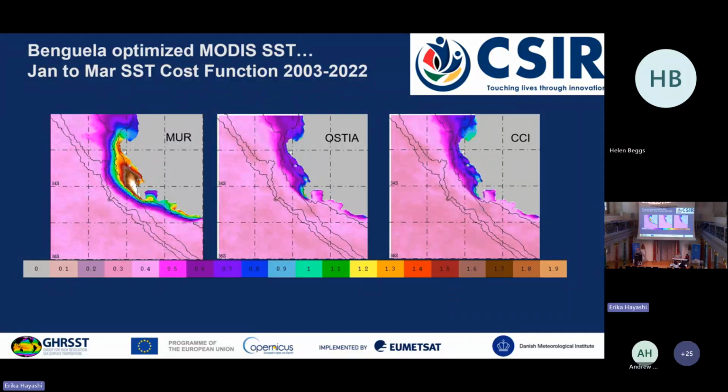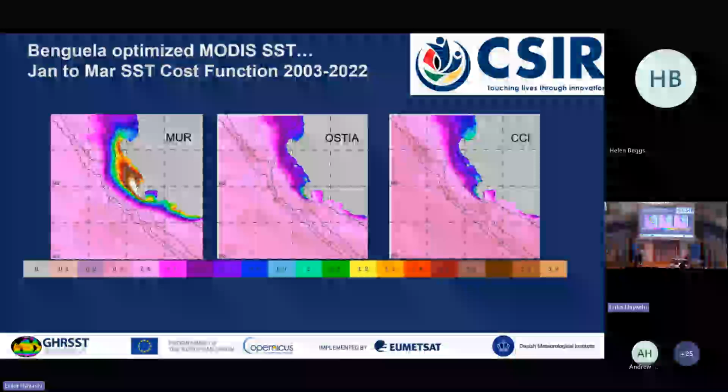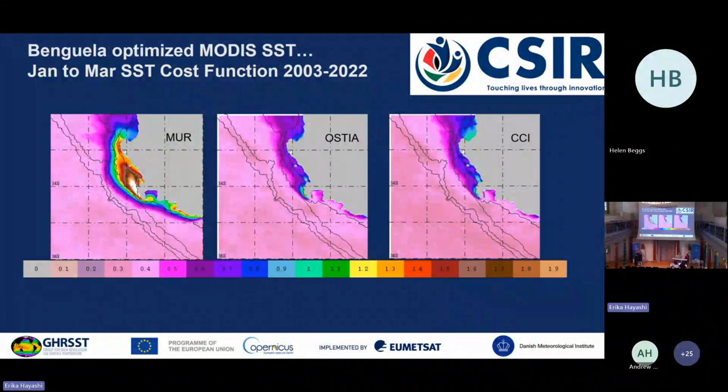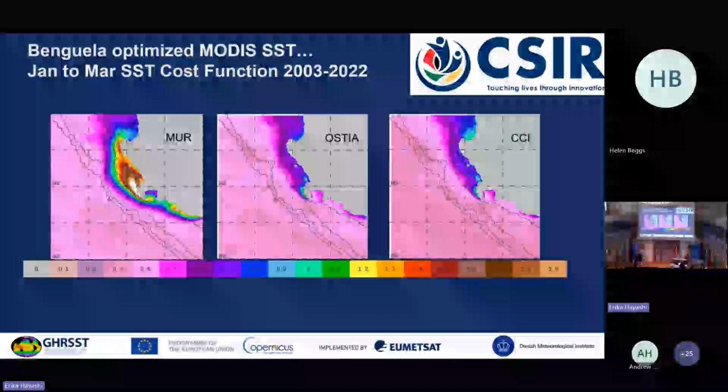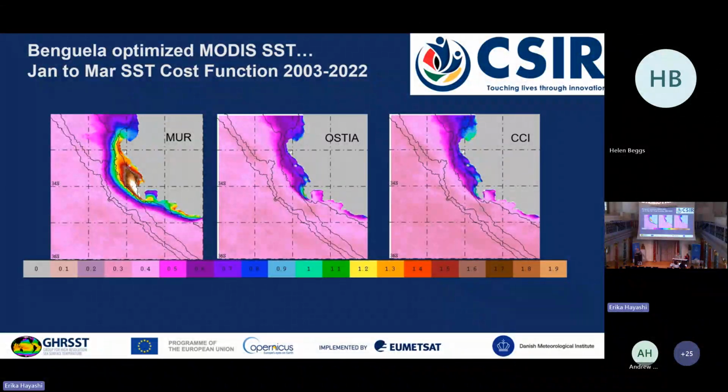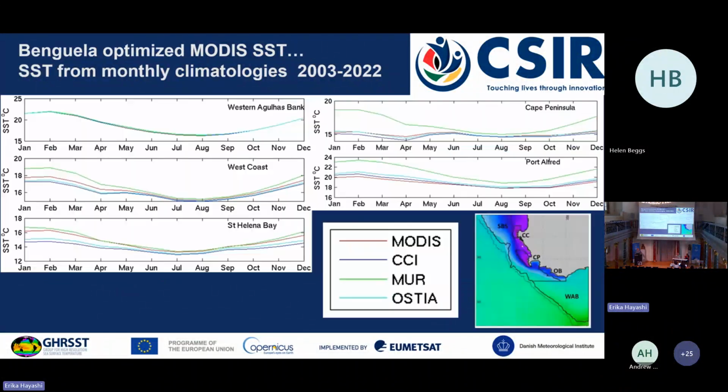Well, in MIR, it's a problem. It doesn't resolve anything along between Columbine and the peninsula, and also further south up to the southernmost point, Cape Agulhas. But CCI and OSTIA, it's within one standard deviation. It's kind of like acceptable within the variability of the data set. So we should still be able to resolve the variability.